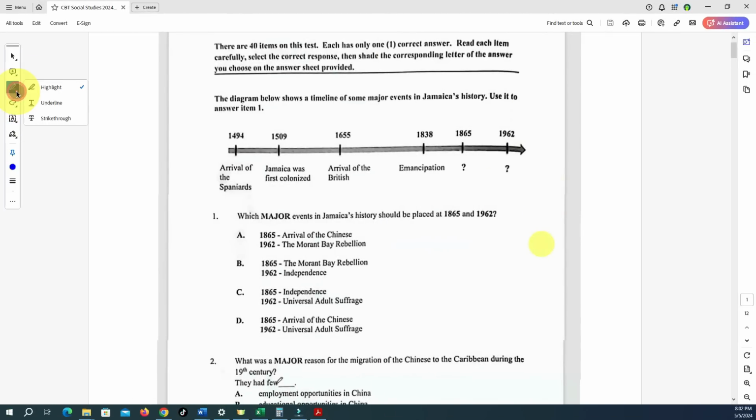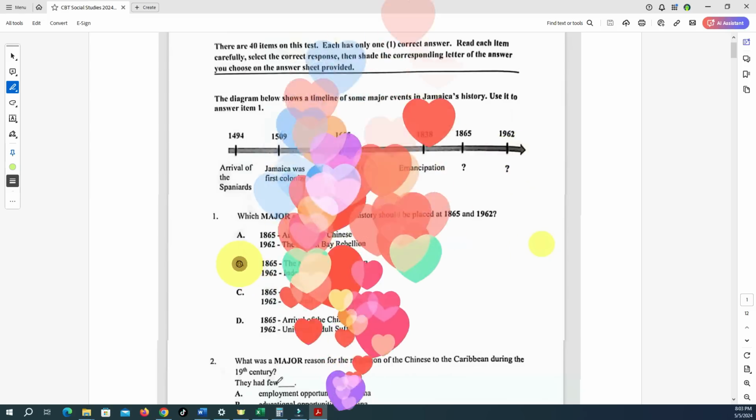Alright, so I'm going to need my highlighter, by the way. Let me get that. I need it to be at least 9. 9 is okay. Alright, so I see 1494, 1509, 1655, 1338, and 1665 with a question mark, also 1962. I know that in 1865, that was the Morant Bay Rebellion. And then I know that in 1962, that would be our independence. So I know that the answer is B.